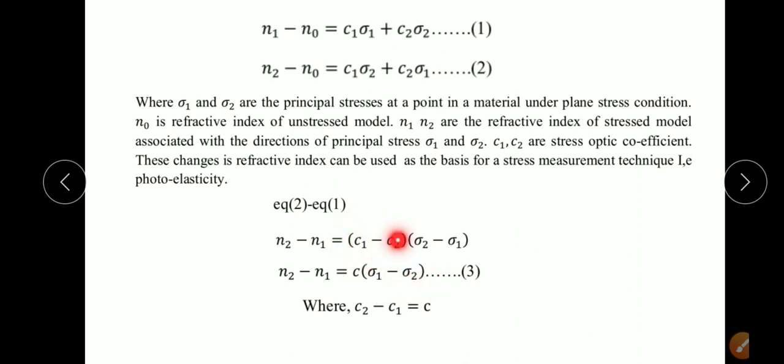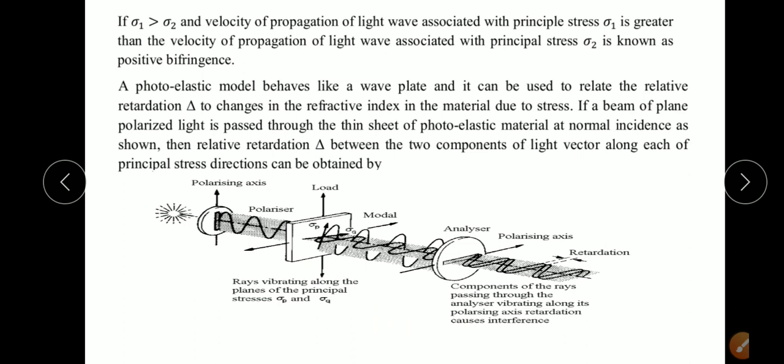What we do, we are going to put the c2 minus c1 term as one value, that is c. So c2 minus c1 is equal to c. We are putting that term for the simplification of the equation. Next, this is the condition: if sigma 1 is greater than sigma 2, the velocity of propagation of the light wave associated with the principal stress sigma 1 is greater than the velocity of propagation of the light wave associated with the principal stress sigma 2. When their velocities are different for the two stresses, it is known as positive birefringence. This is the condition where we can get positive birefringence.